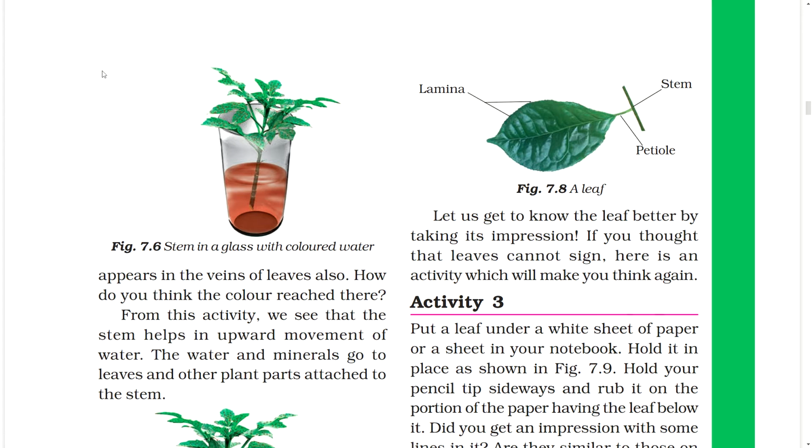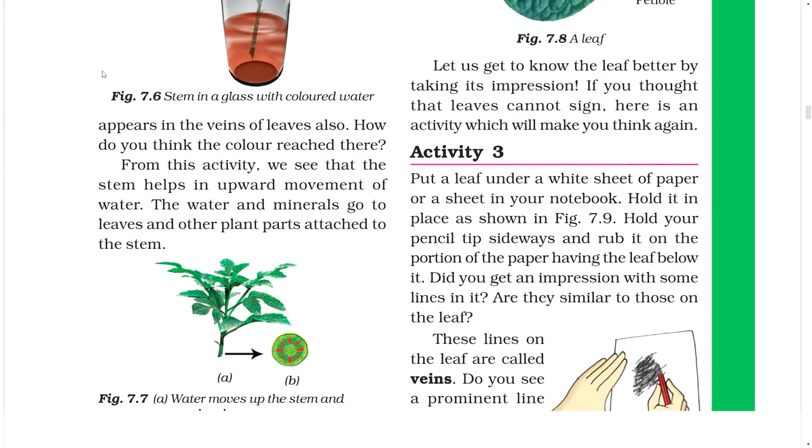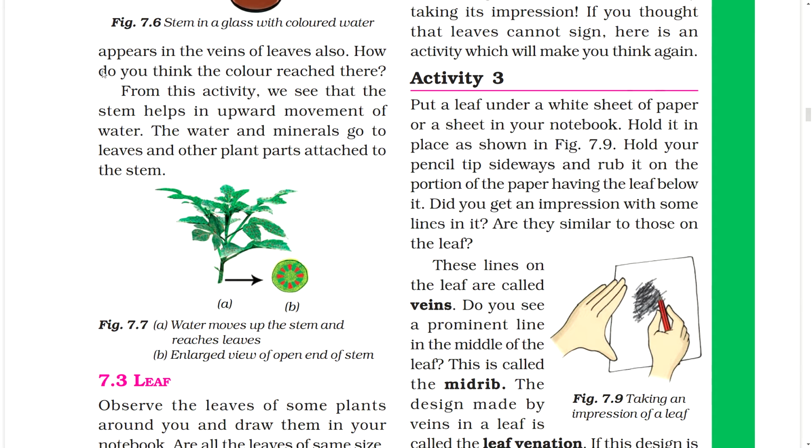Let us get to know the leaf better by taking its impression. If you thought that leaves cannot shine, here is an activity which will make you think again. Activity 3. Do this. Put a leaf under a white sheet of paper or a sheet in your notebook. Hold it in place as shown in the figure. Hold your pencil tip sideways and rub it on the portion of the paper having the leaf below it.